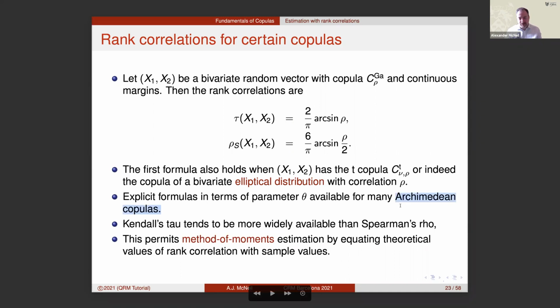So in fact, we have both Spearman's rho and Kendall's tau for the Archimedeans, but in general, the Kendall's tau tends to be more widely available. Now, why is this nice?